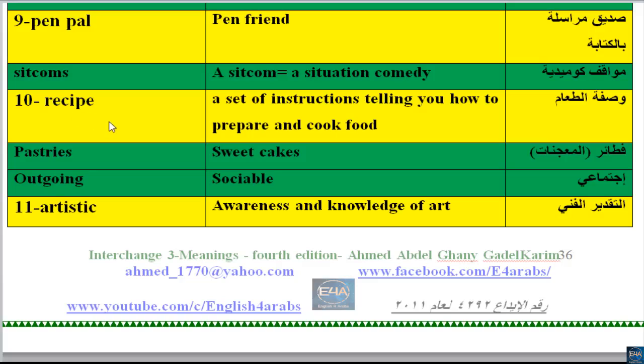10. Recipe, a set of instructions telling you how to prepare and cook food. So we can say recipe or a recipe, instructions to prepare and cook food. To be simple, sweet cakes. Outgoing. Sociable, British, sociable. American, sociable. O as a sound.